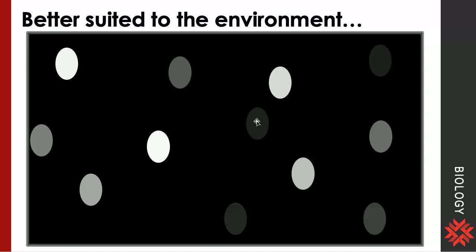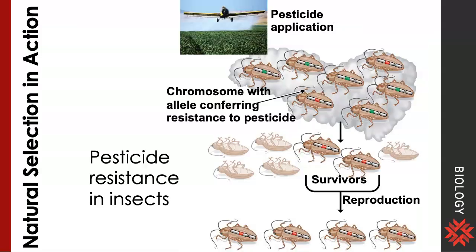So now if you picture the next generation in this environment, you're going to have more of these black bugs around and fewer of these white bugs. So it's the opposite of what we saw in the previous example. What makes a bug reproductively successful or better suited to the environment in one particular environment might not be overly helpful in a different style of environment. So we have to keep in mind that natural selection is always based on the environment that that population is living in.